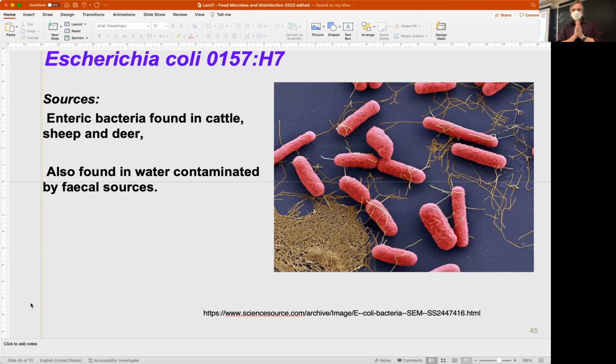Okay, so let me talk about this bacteria called E. coli O157:H7. This is enteric. Enteric means it's in the intestines. So whether it's the last part of the colon or small intestines, it's found within the gut of animals. So it's also in water contaminated by feces. So that's where this bacteria is. It's found in cattle, sheep, and deer, but it's more than that.